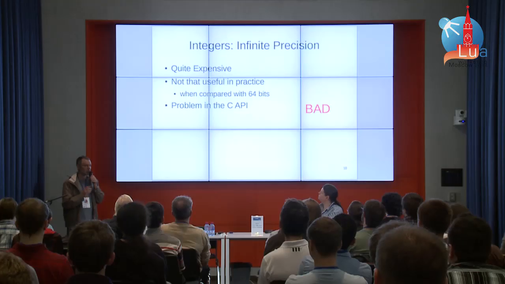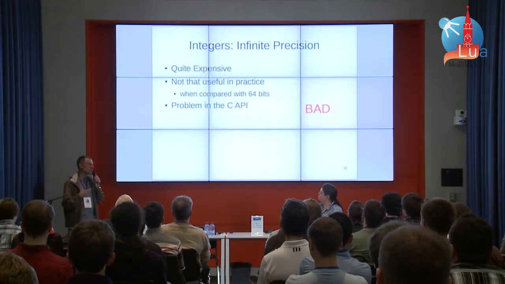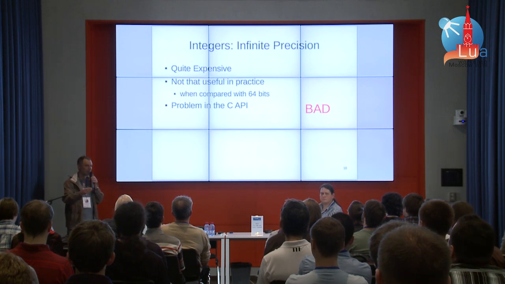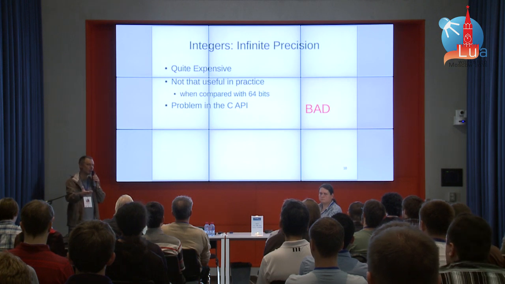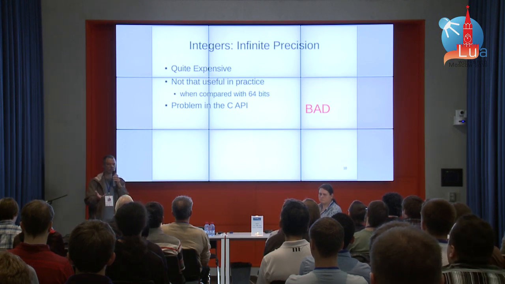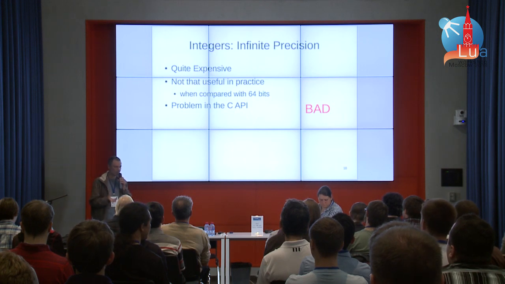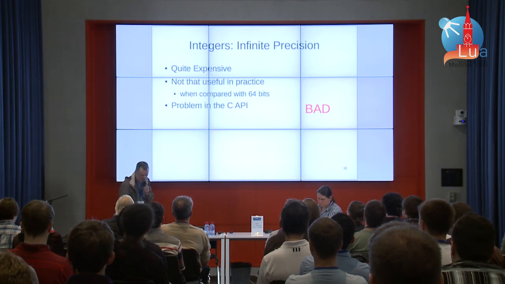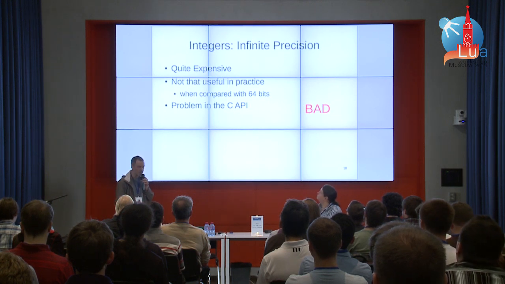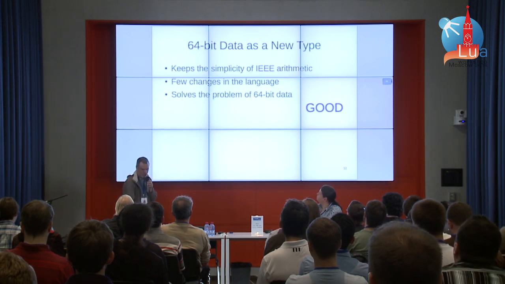If you have a large number and you pass it to an API call, you would have an error. Then you again would have some kind of second class citizen: the numbers that can cross the API and numbers that cannot cross the API. So this is again not very useful in Lua because in Lua the C API is so important.